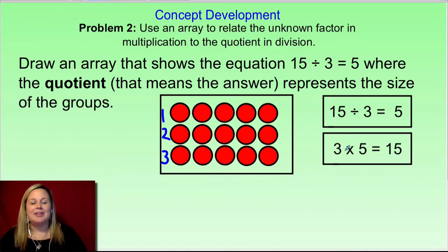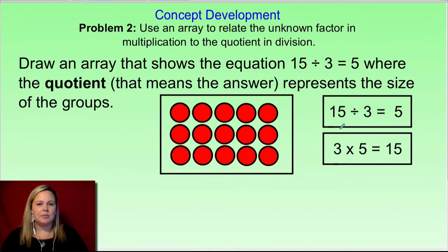Now the next number or factor in my multiplication problem is going to be the size of the groups. So remember we counted this last time. 1, 2, 3, 4, 5. So check that out. Those two, the division equation and the multiplication equation, they go along together. Remember we talked about how they're related. They're kind of like a fact family with multiplication and division. I know you guys remember fact families from addition and subtraction, but we have the same thing with multiplication and division.